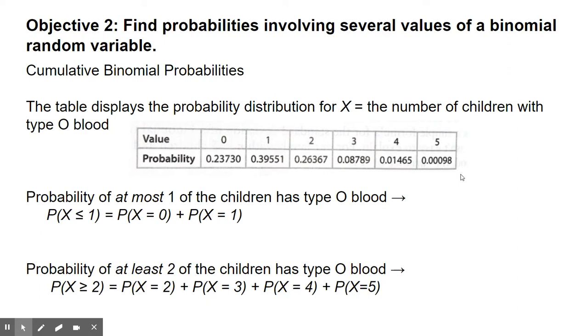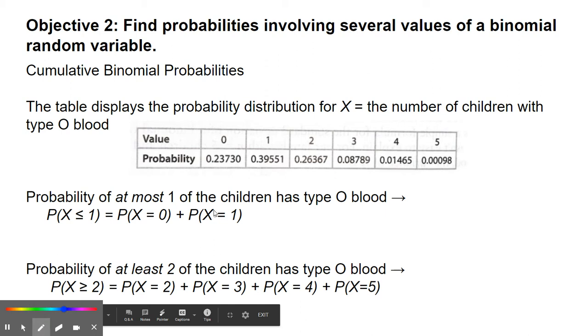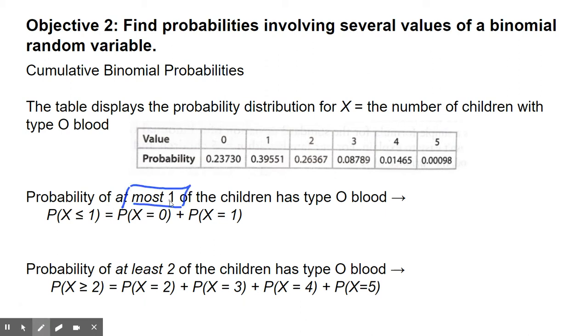So say we wanted to find the probability of at most one child having type O blood. So that means that 1 is the highest, but it also could be less than 1. So this is the interpretation, probability of x less than or equal to 1. But notice you need to use both of those probabilities. You'd have to add this probability and this probability. And again, when I circle that, I really should just circle the probabilities, right? These two numbers added together would give you the probability of having at most one child.